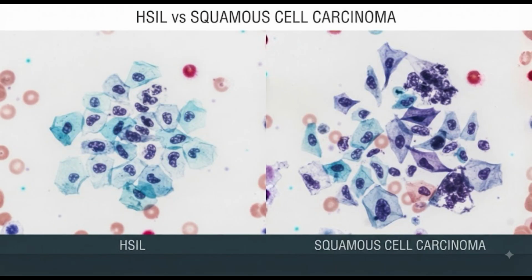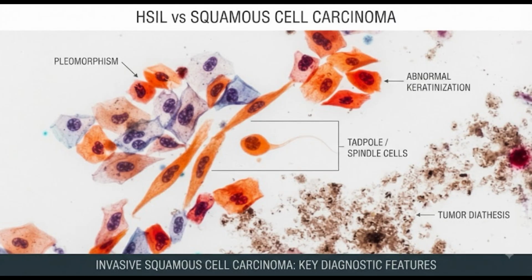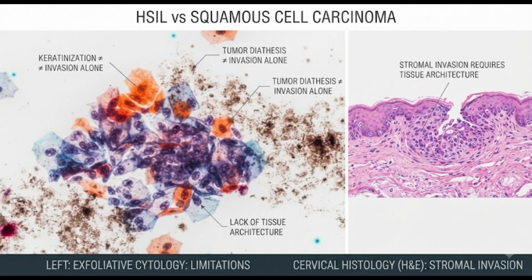HSIL versus squamous cell carcinoma. HSIL must also be distinguished from invasive squamous cell carcinoma. Features increasing concern for invasion include greater cellular and nuclear pleomorphism, bizarre cell forms, abnormal dense keratinization, and tumor diathesis composed of necrotic debris and degenerated blood. Keratinizing carcinoma may contain elongated spindle, fiber, or tadpole-shaped malignant cells. However, keratinization or tumor diathesis alone does not establish invasion.